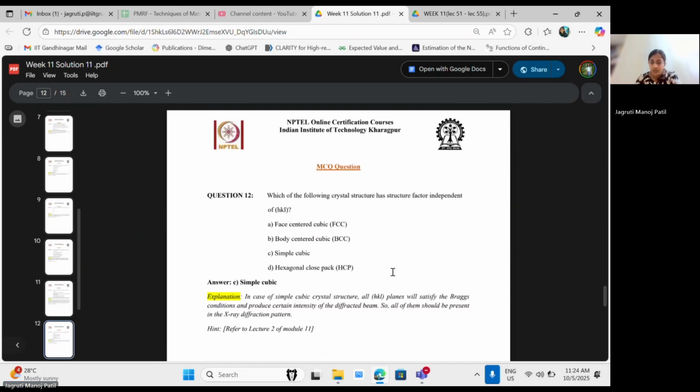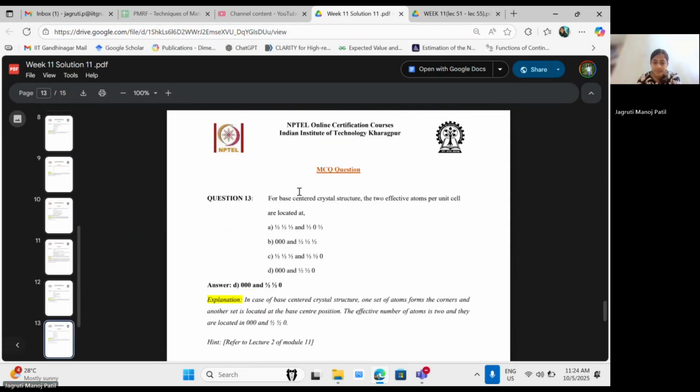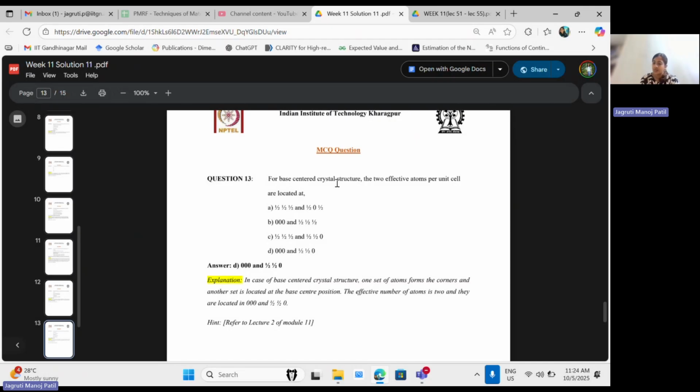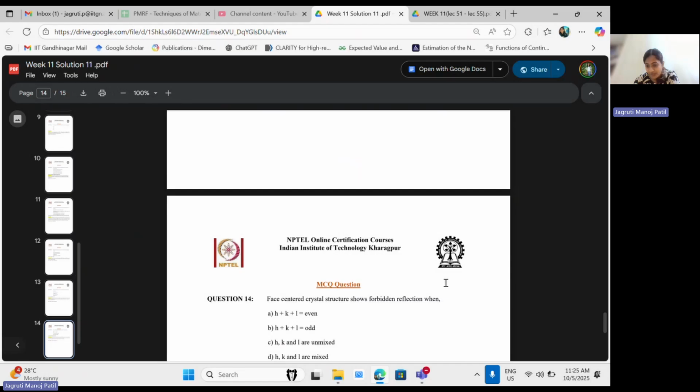Okay. Which of the following crystal structures has a structure factor which is independent of HKL? That's a basic one. It's a simple cubic. For base-centered structure, what's your base? You have all 8 corners and then you have the center 2 also for the bases. The 2 effective atoms per unit cell are located at which locations? These are nothing but 0, 0, 0 and half half 0. So these are all at the corners and then you have 2 at the base center positions. So effective number of atoms is 2 in that case, 1 plus 1.